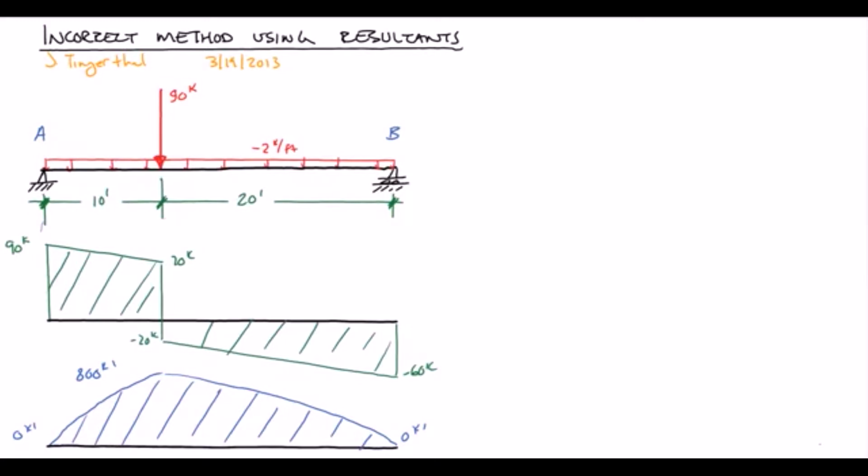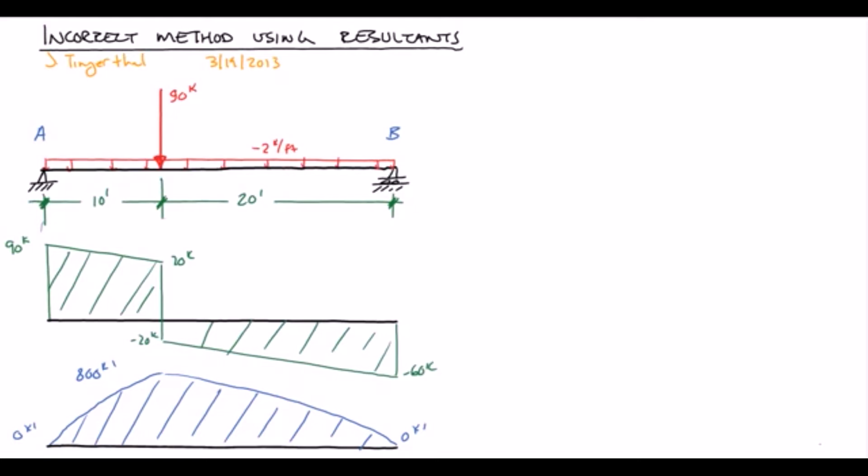In the last video that we did, we solved the shear and moment diagrams for a uniform load and a point load, and then we put them together, and we came up with the results shown here. And now I want to show what happens if you accidentally or incorrectly solve the shear and moment diagrams using the resultants. So take a look at this.